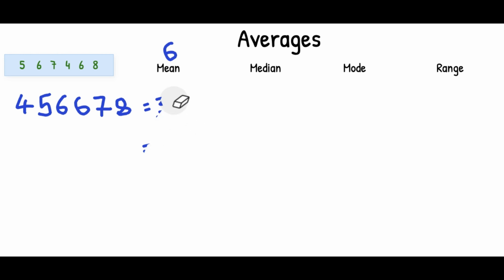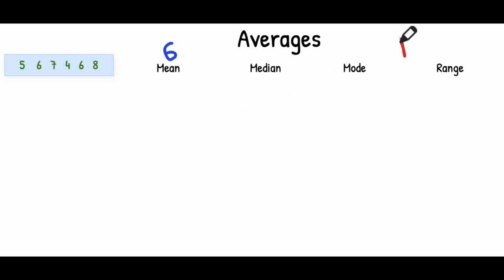What is the median? The median is the middle number. It's actually in the name: median means the middle number. How do you do it? You put them in order again. Something for you to remember: P-I-O, put in order. You put the data set in order, so that is our 4, our 5, our 6, our 6, our 7, and our 8.